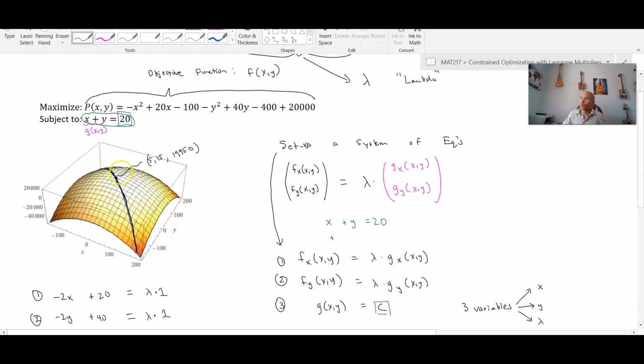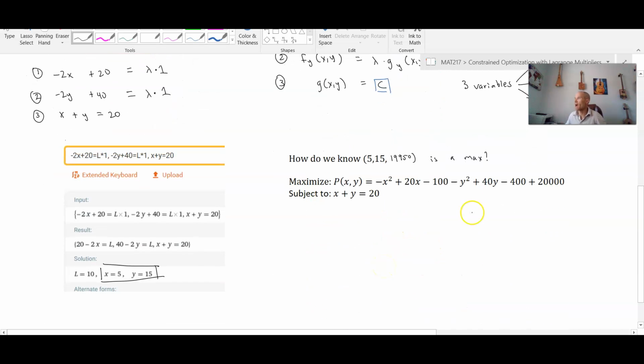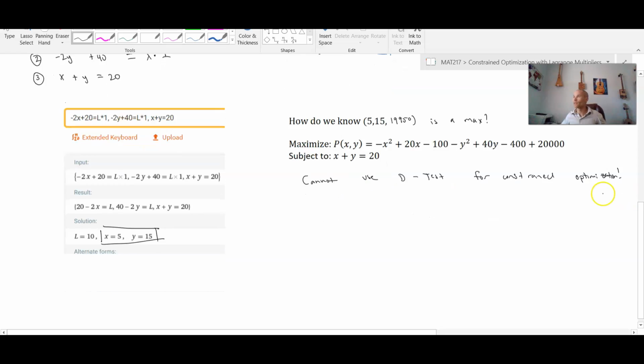So from visual inspection, we think it's a maximum, but in order to be absolutely sure, because a lot of times visual technology can fail us, a powerful technique is to go ahead and assess whether this point is in fact a max. So we're saying that 5 units of product 1, 15 units of product 2 will yield us a profit of $19,950. So in order to check this, we cannot use the d-test. Cannot use the d-test for constrained optimization. And I want you to remember that because the d-test is used to assess whether something is a relative min or max across the entire surface of that three-dimensional function.